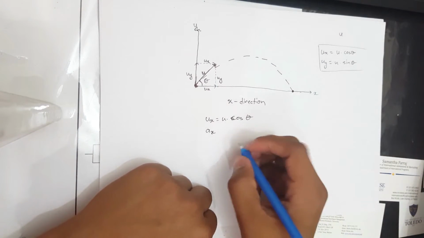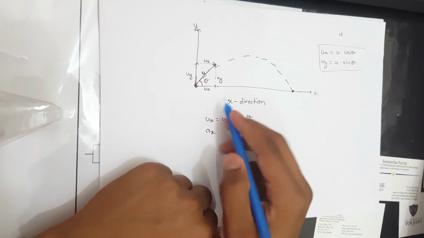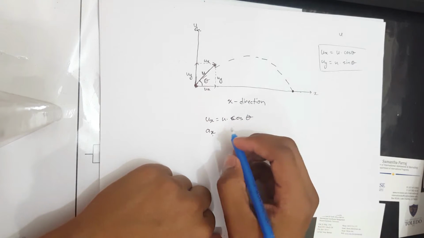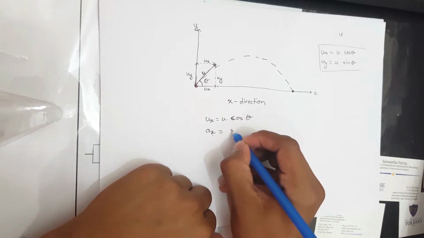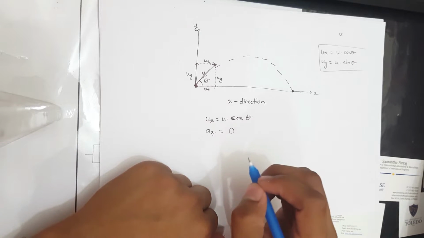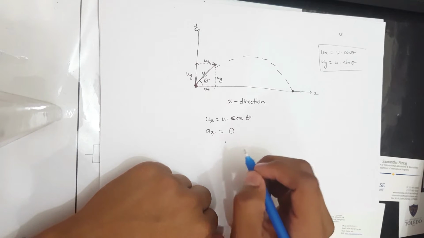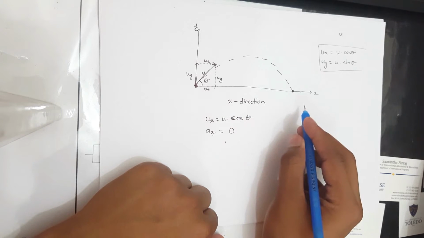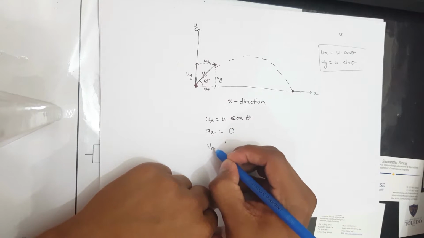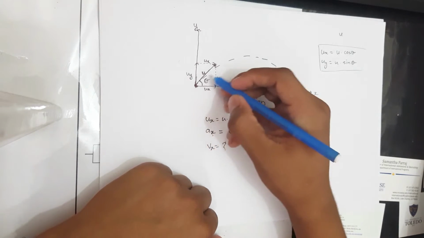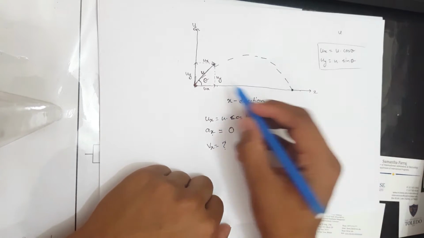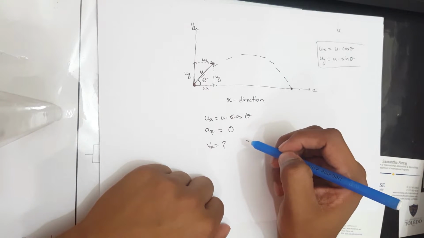Okay, and so in this, the x direction acceleration, we're going to call it ax, equals 0. That's right. There is absolutely no acceleration in the x direction. So then what would be vx? Yeah, the final velocity in the x direction. So what would be the final velocity once you reach here?